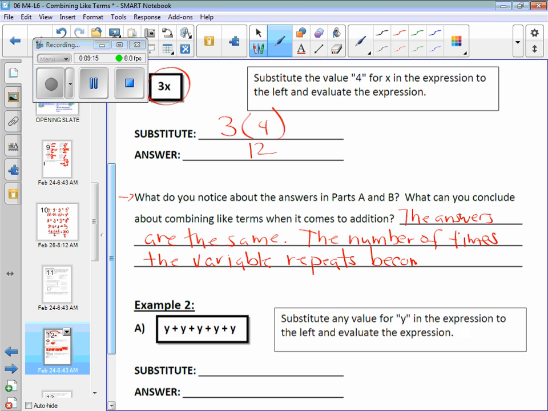If you raise your hand and fill in the blank, I will give you something. I want to see if you can combine what we learned yesterday. I'll read it again: the number of times the variable repeats becomes the... Coefficient. That's right. It becomes the coefficient. I wanted you to infiltrate that language of math. Very good.